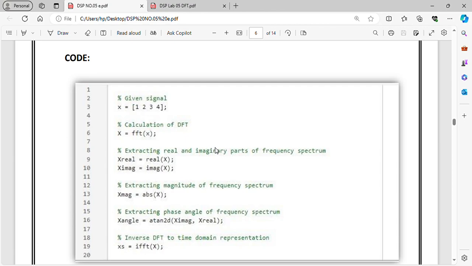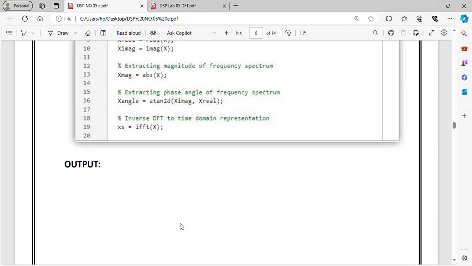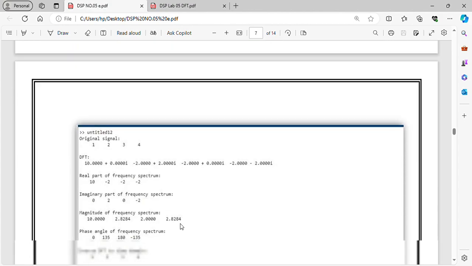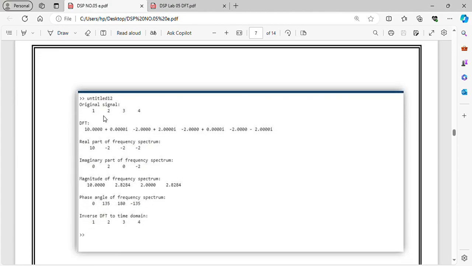Extracting the magnitude of the frequency spectrum, x magnitude is equal to absolute of x, and extracting the phase angle of the frequency spectrum, which is x angle is equal to atan2 of x imaginary and x real. Inverse discrete Fourier transform to time domain representation is given in the code. Now the output of this function is this. The original signal is 1 2 3 4. The discrete Fourier transform of the function is given, and the real part of the frequency spectrum, imaginary part, magnitude, phase angle, and inverse discrete Fourier transform to the time domain.